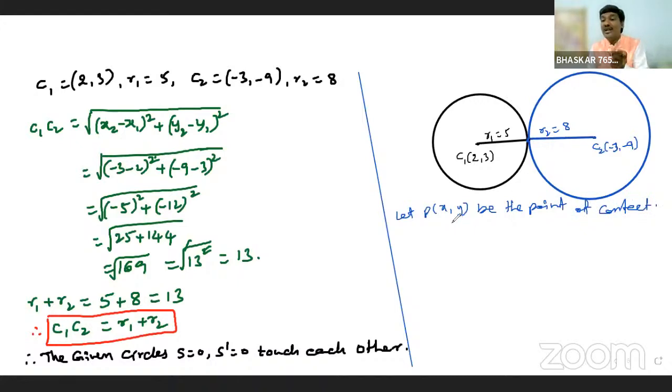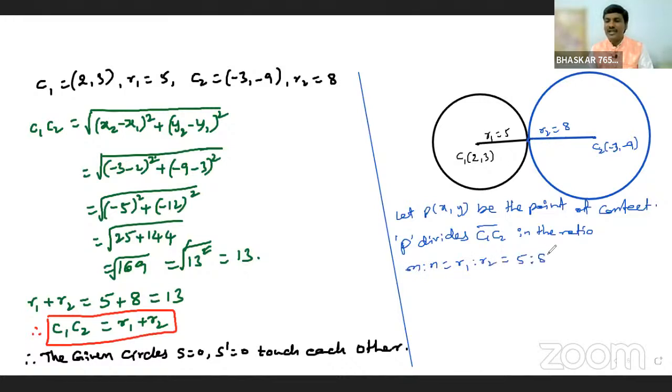Okay, now this P divides C1, C2 in the ratio of R1:R2, that is 5:8. So P divides C1, C2 in the ratio of m:n, and m:n is equal to R1:R2, which is equal to 5:8.